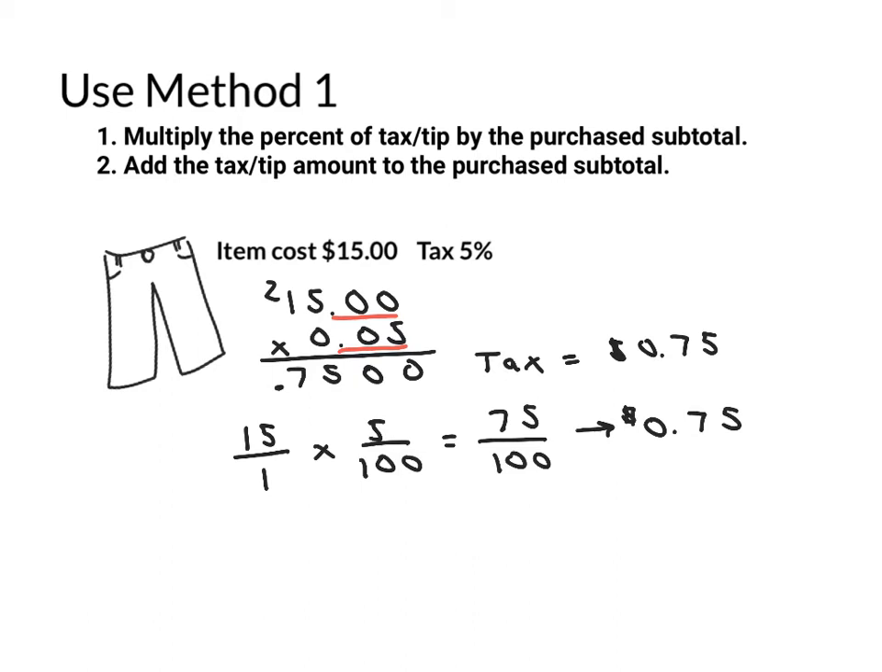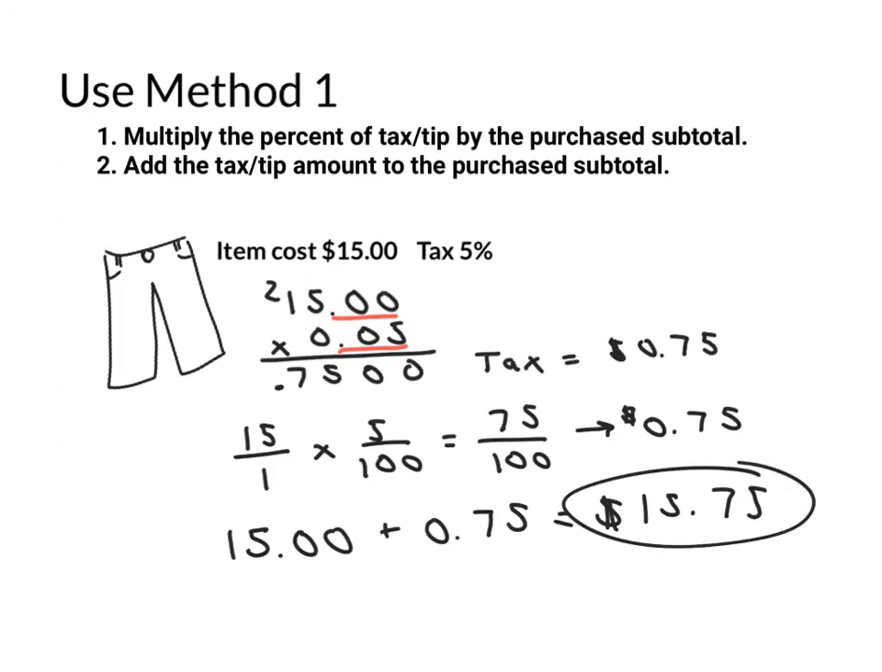But we're not done. We have step 2. We have to add the taxed amount to the purchased amount. We pay $15 for the pair of pants, plus 75 cents of tax, and our total that we would have to pay is $15.75.